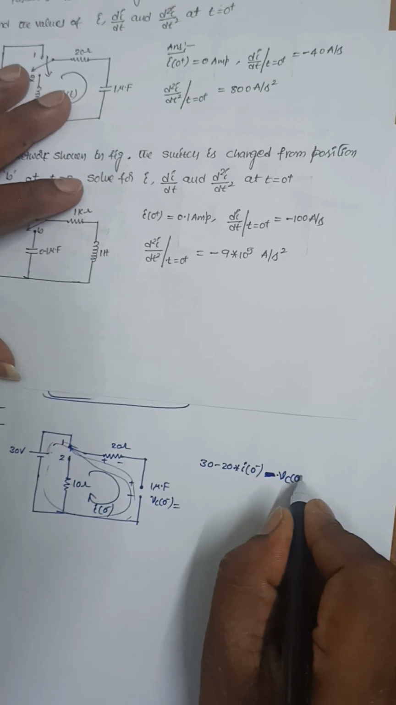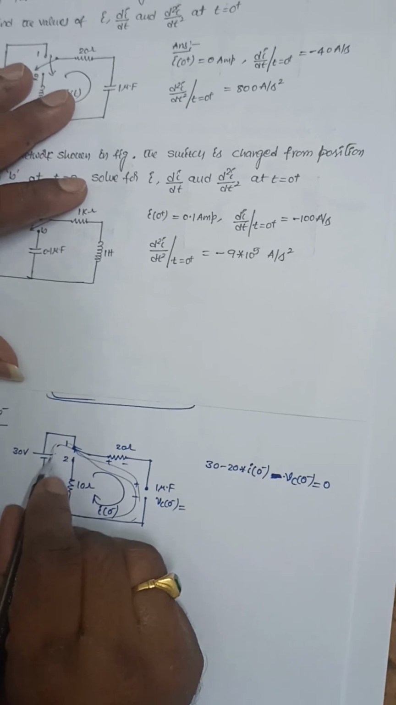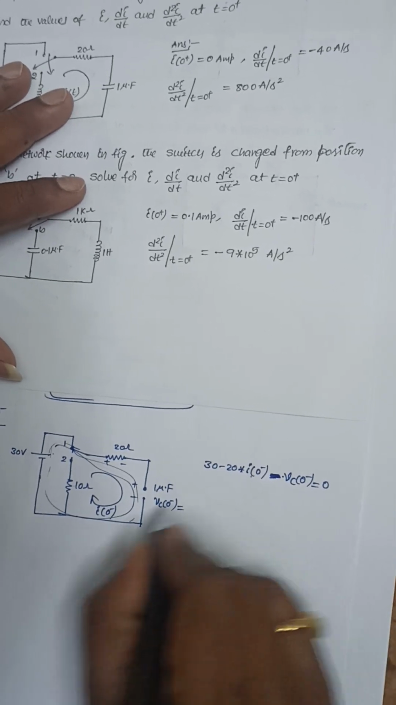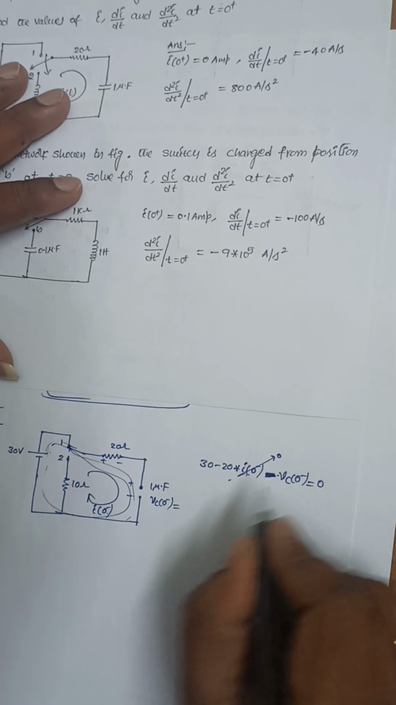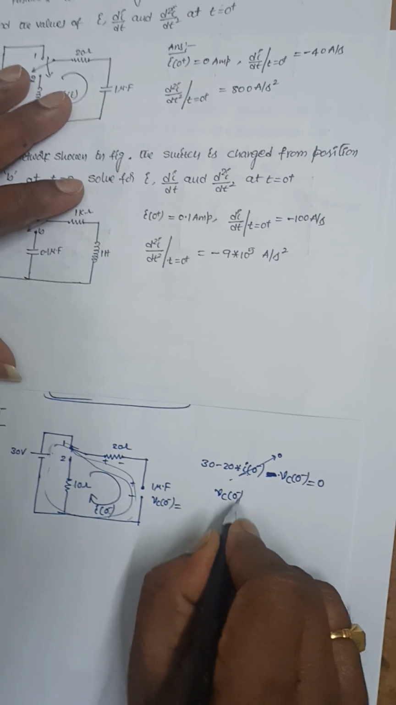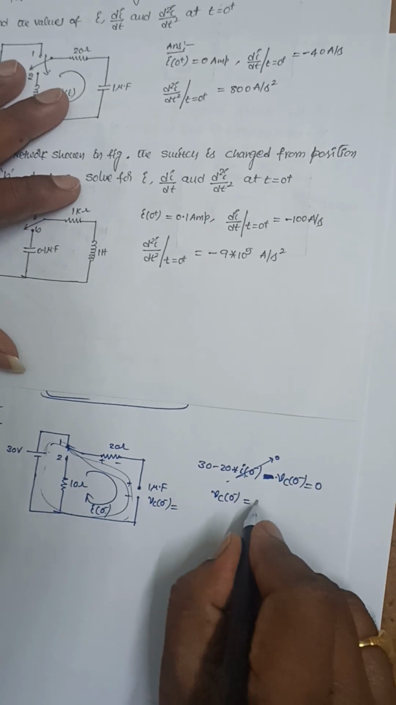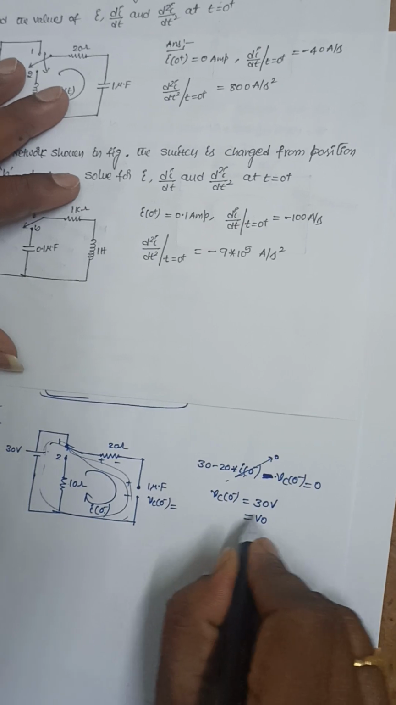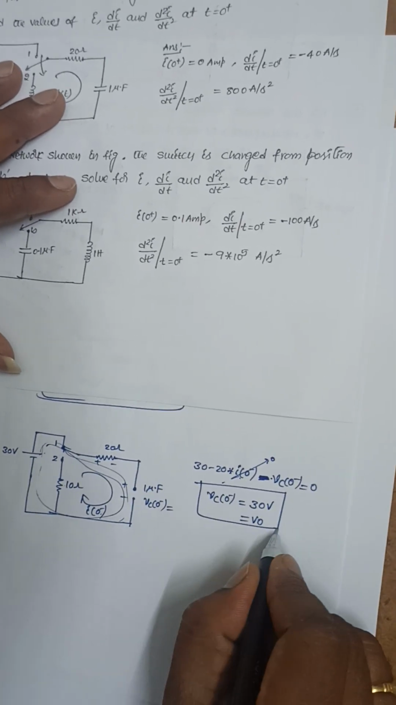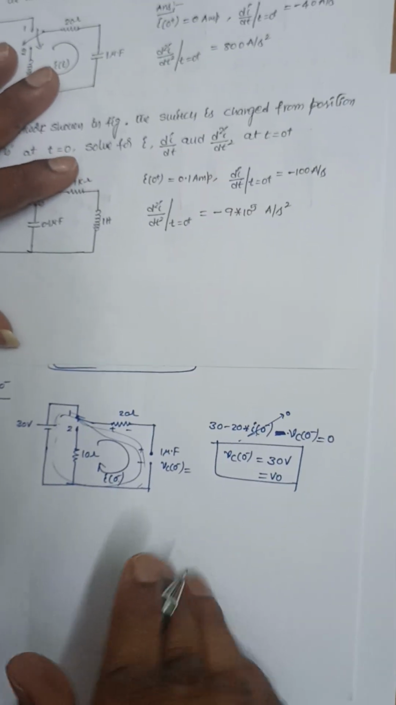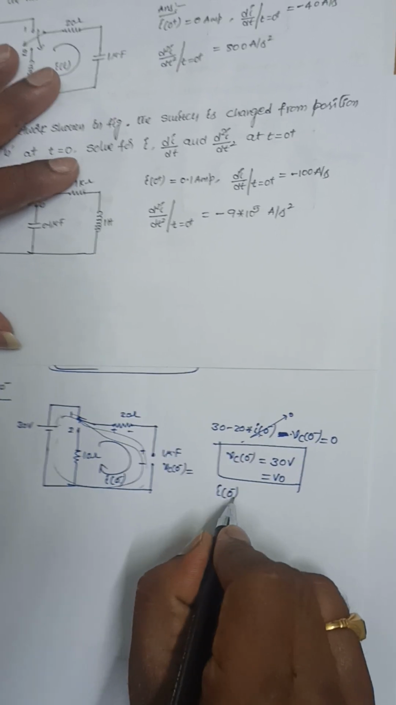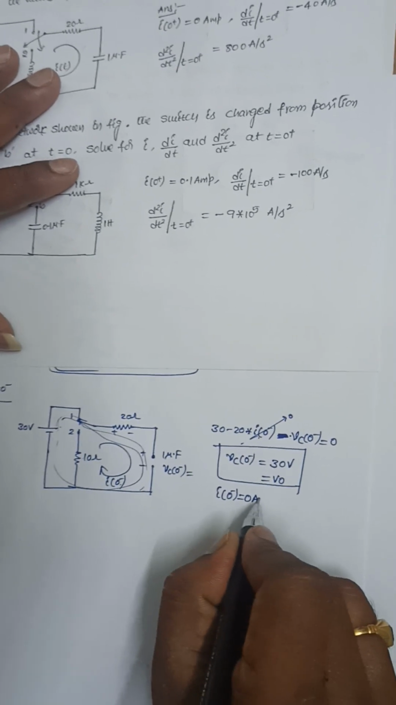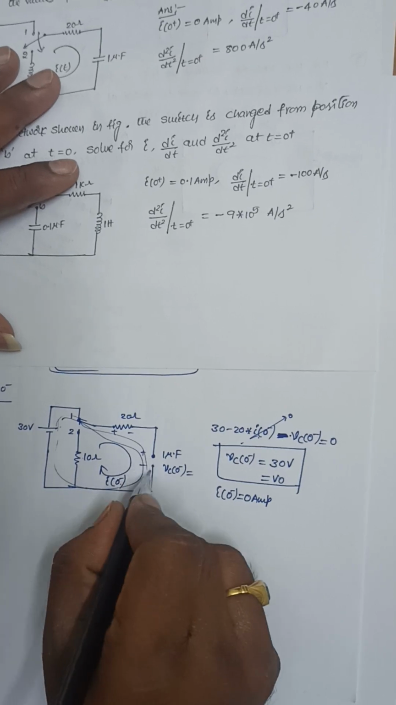minus Vc(0-) is equal to 0. This is the KVL equation. Since i(0-) is 0, this term is 0. So Vc(0-), if I bring it to the right side of the equation, becomes 30 volts. So this is the initial voltage: Vc(0-) is equal to 30 volts, that is equal to V0. And the initial current i(0-) is equal to 0 amperes, since it is open circuited.